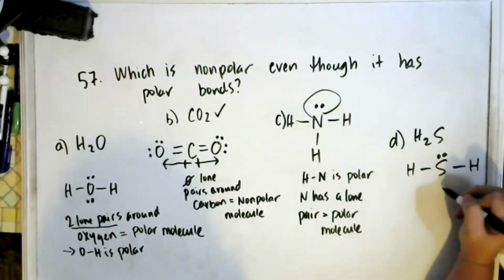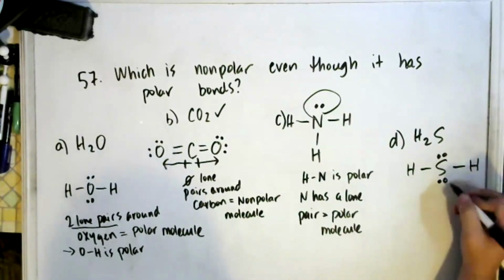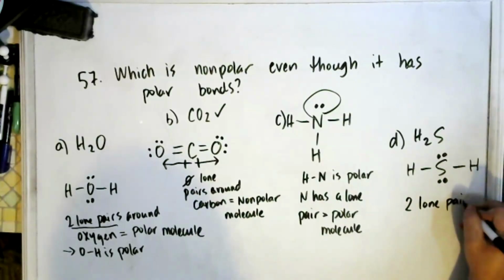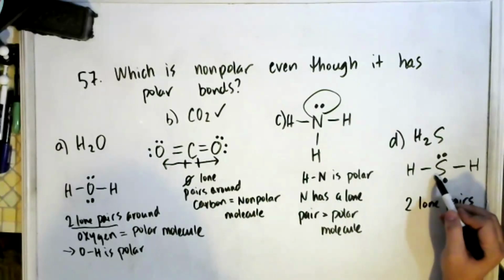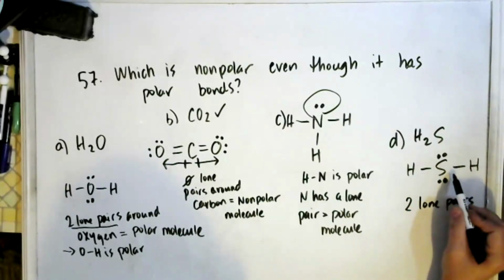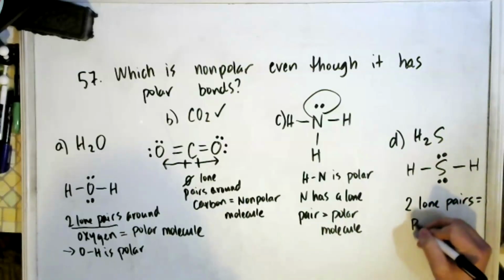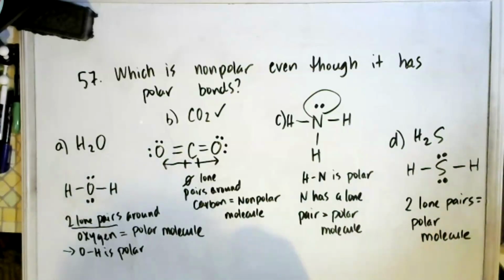H2O structure, because sulfur and oxygen are in the same group. We have two lone pairs. So we know that even if we don't know the exact electronegativity difference between hydrogen and sulfur, the two lone pairs on that molecule mean that we're going to have a polar molecule. Okay, so the only one of these that was a nonpolar molecule would have been CO2.